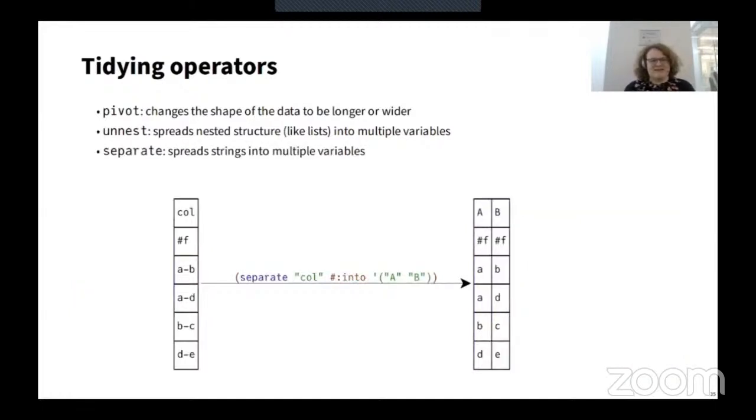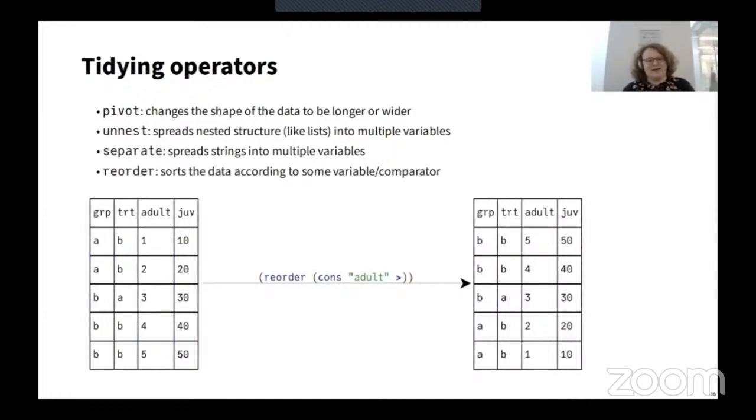Separate, which spreads out strings into multiple variables. For example, if you want to do date processing, you could use this to parse down the date into multiple year, month, day variables, and work with it from there. Finally, reorder, which sorts the data according to some variable or comparator. Here, we take the data on the left and sort it backwards by the adult column.